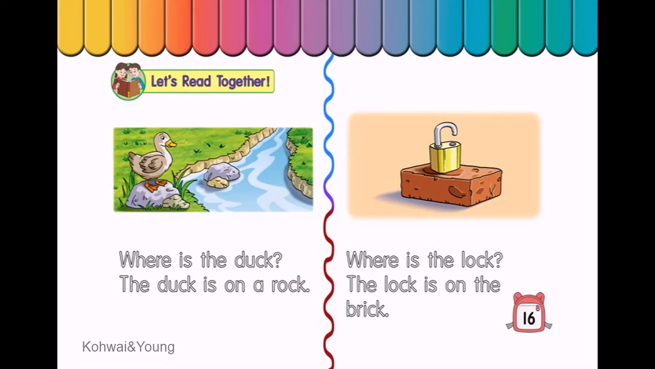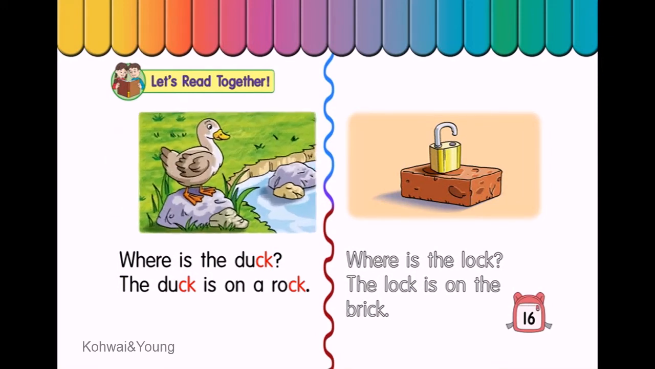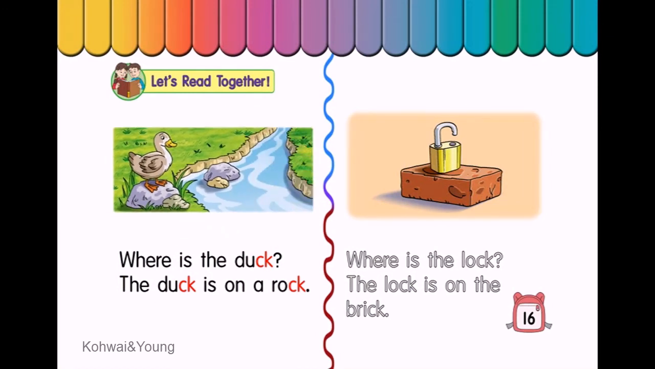Let's read together. Where is the duck? The duck is on a rock. Where is the lock? The lock is on the brick.